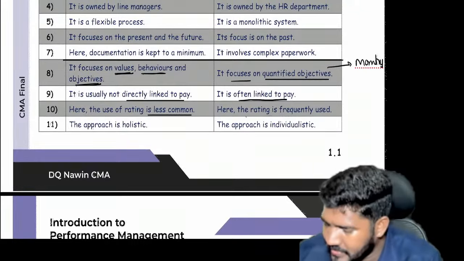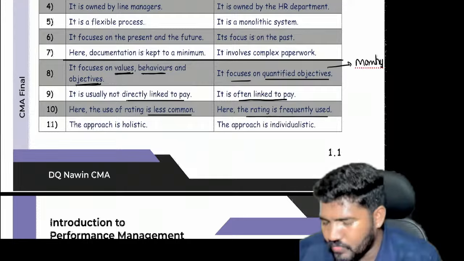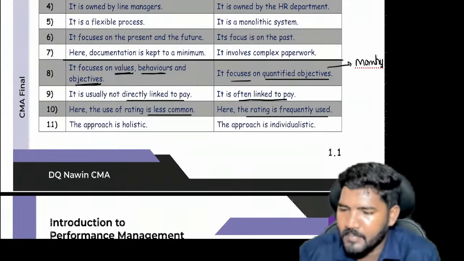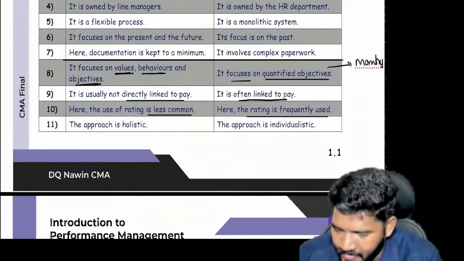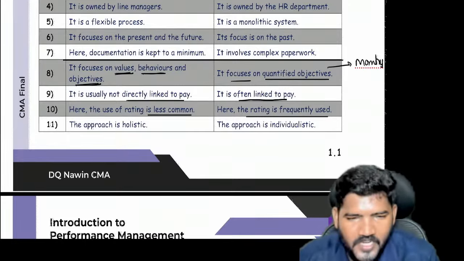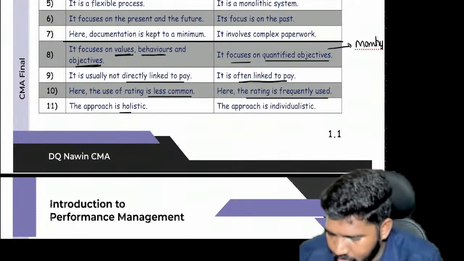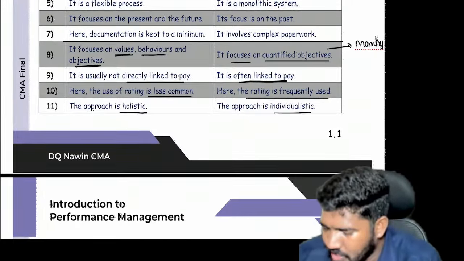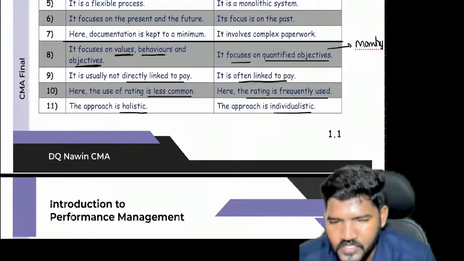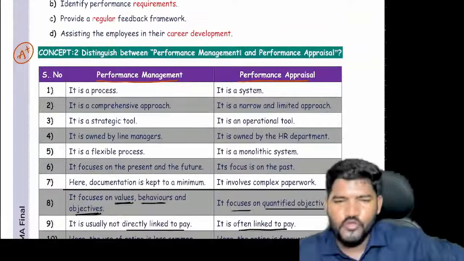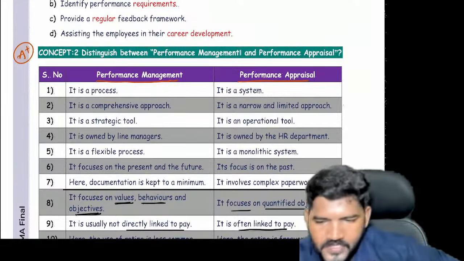So here the rating is frequently used. The person having a high rating was a good employee, and they will give more monetary benefit. But when it comes to performance management, there is no rating concept. It is a holistic approach, not an individualistic approach. Holistic means total, individualistic means a single thing. So these are the differences regarding performance management and performance appraisal.